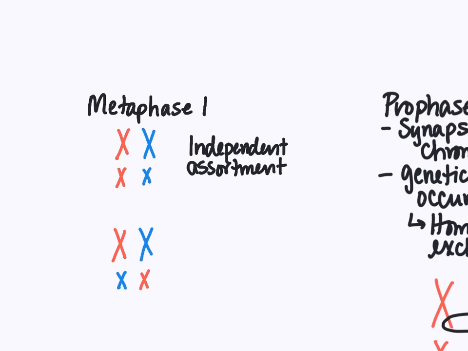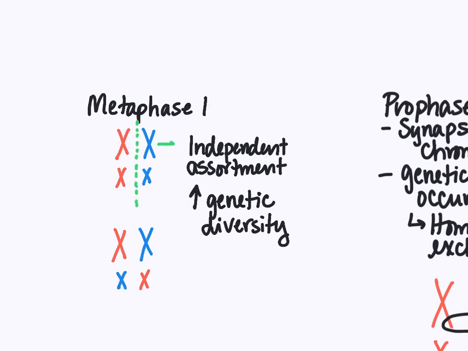Which just means that the side that each of these homologous chromosomes lines up on is random. And the reason why this is important is because it helps to increase genetic diversity. That's because in our first scenario up here, during anaphase 1, when these homologous chromosomes separate, they're going to separate in this configuration. But in option 2, our daughter cells are going to get a different combination of chromosomes because the chromosomes are going to separate in this configuration.